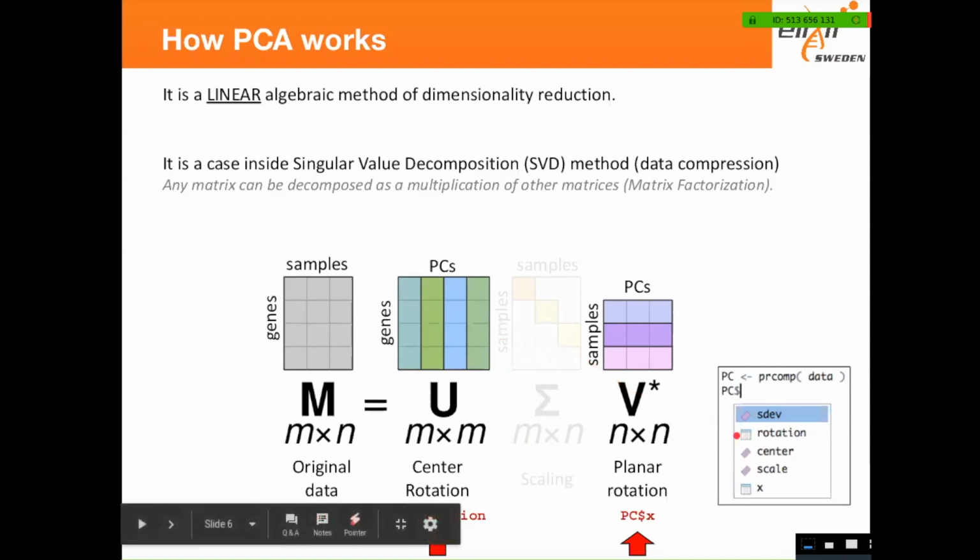So there are two matrices here, rotation and x. And those correspond to exactly these two matrices here. And the center and scale, if you run standard PCA, will be basically empty, those two vectors.